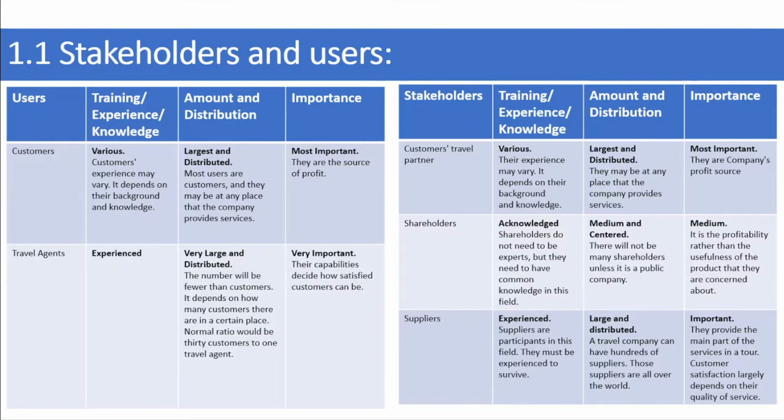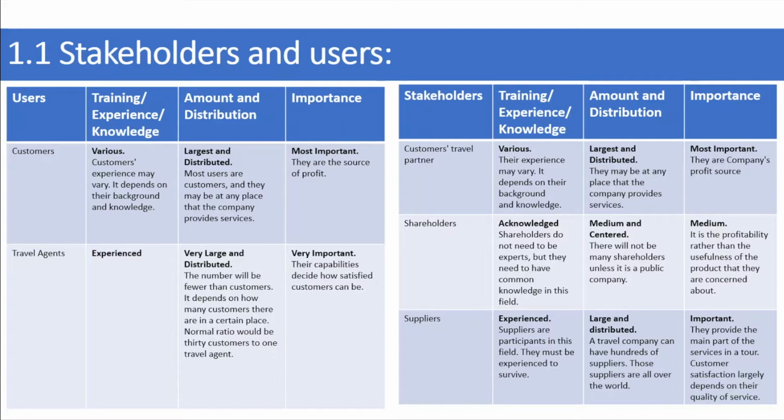There are two typical users for the travel company app. One is the customer and the other is the travel agent. Customers are of the greatest significance. They are the end consumer and should be the company's first priority. Only when customers are satisfied can the travel company survive the fierce competition of the industry.